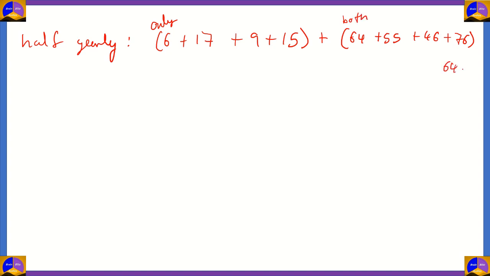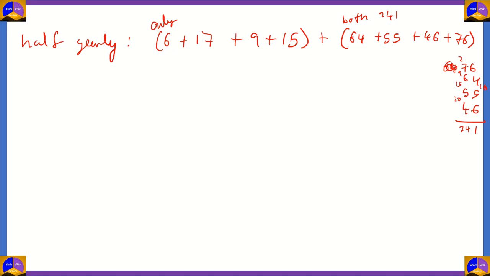So we have 76, 64, 55, and then finally 46. 6 plus 4 gives you 10, plus 5 gives you 15, plus 6 gives you 21. 2 goes over here. 7 plus 2 is 9, plus 6 is 15, plus 5 is 20, plus 4 is 24. So 241.